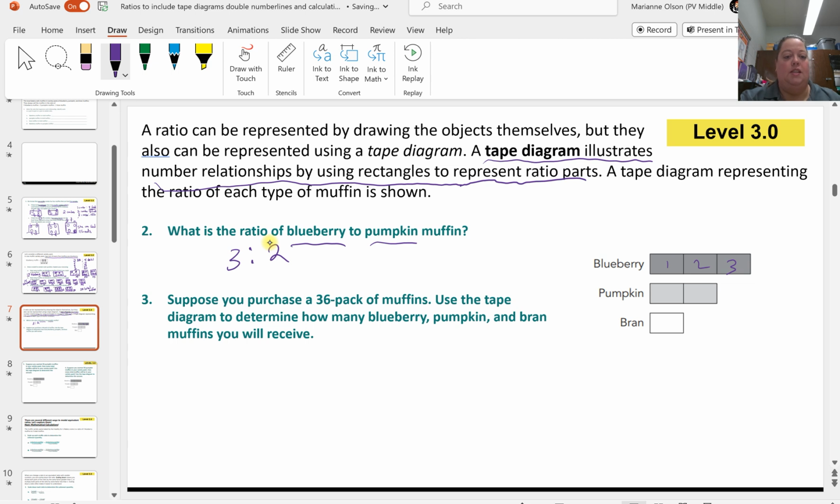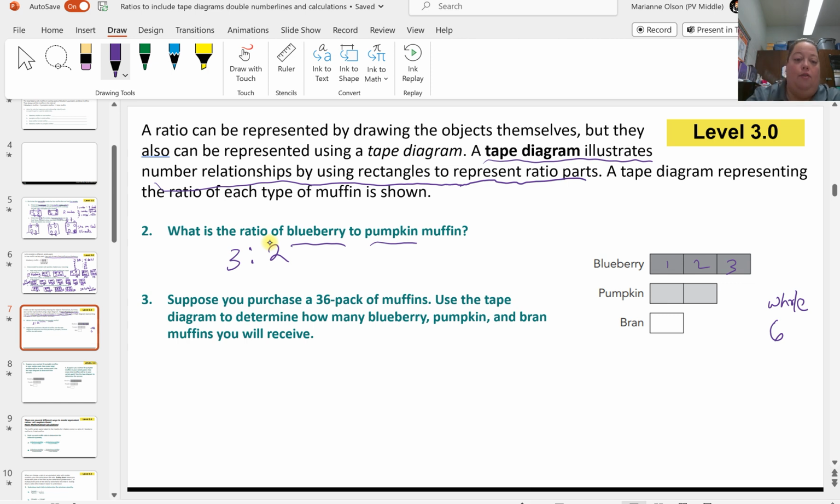Our next question says, suppose you purchase a 36 pack of muffins. So this whole right here, I have 1, 2, 3, 4, 5, 6. So my whole, or my total, is 6 muffins in a pack. Use a tape diagram to determine how many blueberry, bran, and pumpkin muffins you will receive. Mine says 36, yours says 24, I believe. So we're going to do the same thing, only with different numbers.